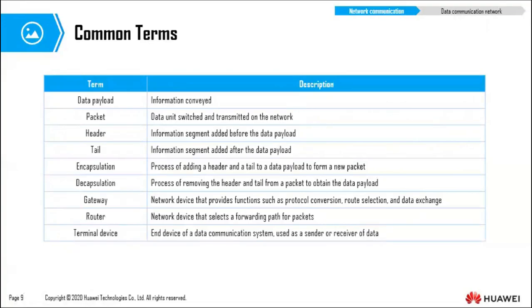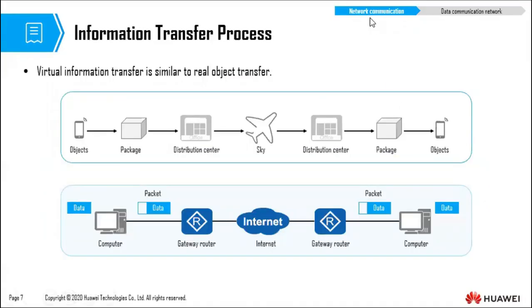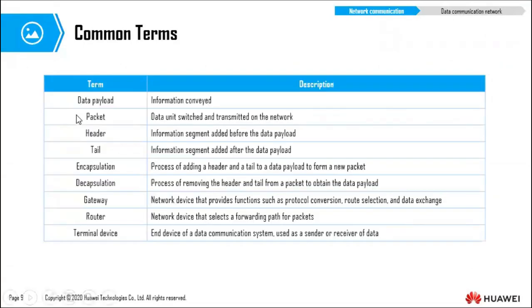So a few definitions. Please remember, I really want to insist, what do we call this? The medium. So don't forget the medium. It has to be there. Similarly, when we are taking the package to the distribution center, we take it through road or air, but there has to be a medium. So don't forget that. It's a very important component of the network communication.